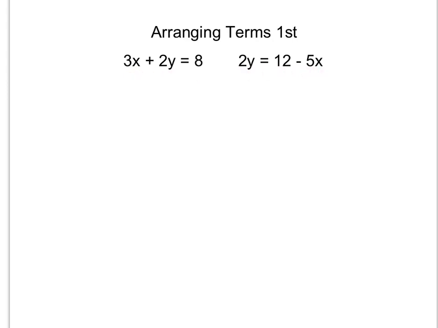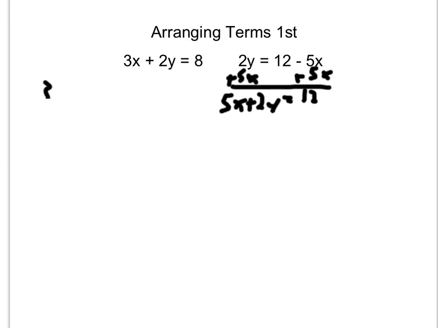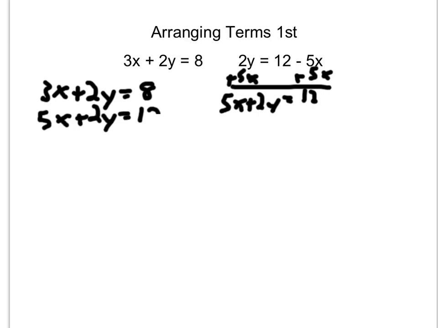And I'm going to do that by adding 5x to each side. So that makes this 5x plus 2y equals 12. Now I got my like terms in columns. The x's are first, the y's are second, and the constants are third. So now I'm going to just rewrite them both. And then we've got 5x plus 2y equals 12.